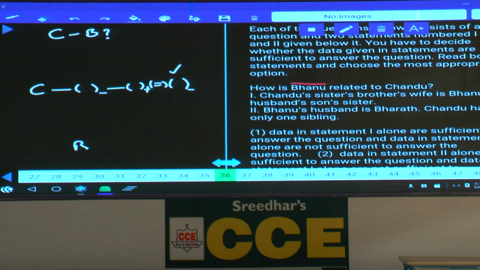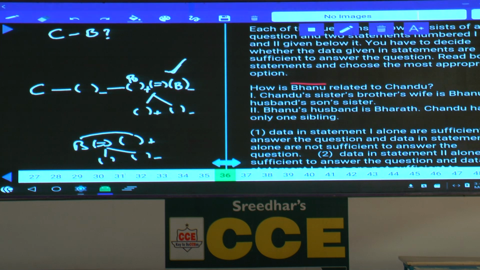Now Banu is having a husband, who is having a son. Now this son is having a sister, isn't it? That means this person Banu and this person are married to each other, isn't it? Hence, are you getting the answer or not? Banu will be at this place. Chandu's sister's brother's wife. Now this brother's wife is Banu's husband. Now Banu is having a husband, and Banu's husband is having a son. Now son's sister. Clear now? Then are we getting the answer or not? An answer or no answer.